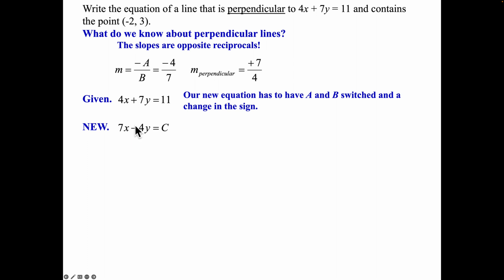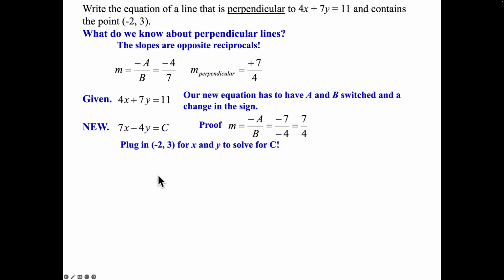Are you kidding me? Why wasn't I ever taught this in high school? I wanted you to work with fractions. So take the original standard form, flip the A and the B, and change the sign, and plug in your point to find the new C. If you want to see it work, there it is.